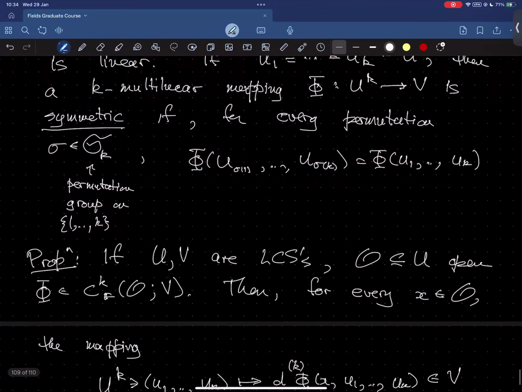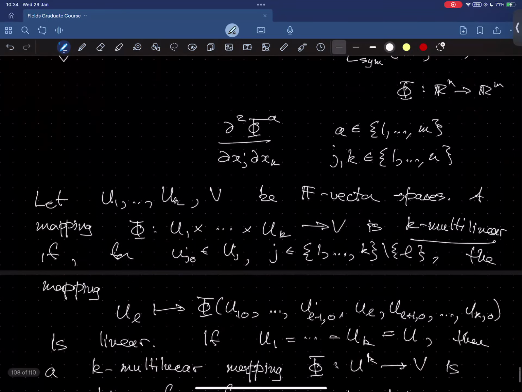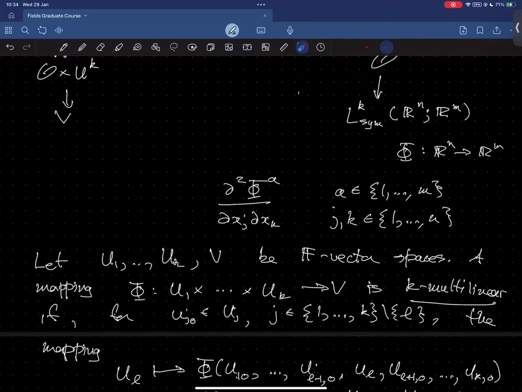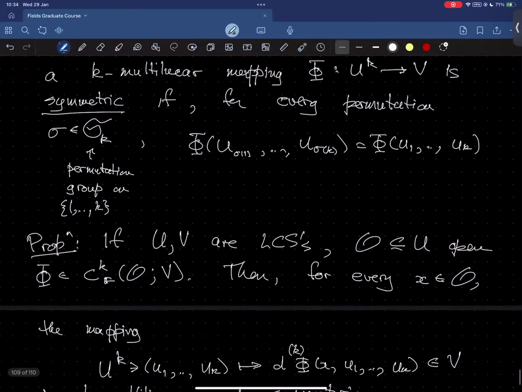That's a fact that's familiar to you from multivariable calculus. The multilinearity corresponds to the fact that you have these indices. I've only written this out in the case of k equals 2, where you have two indices. That's your multilinearity. And symmetric means it doesn't matter which order you take the partial derivatives, you get the same thing. So this is analogous to things you already know about.